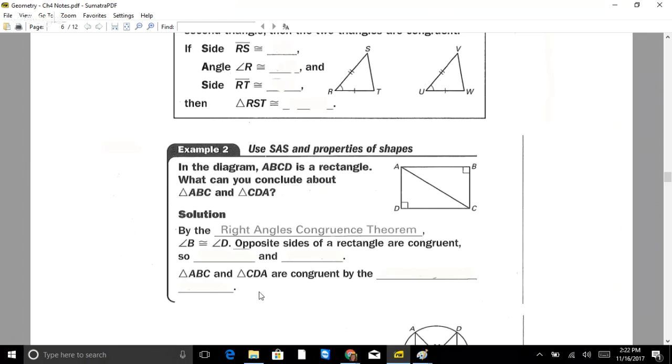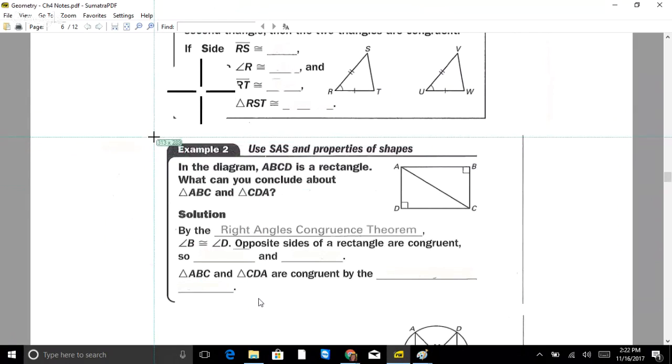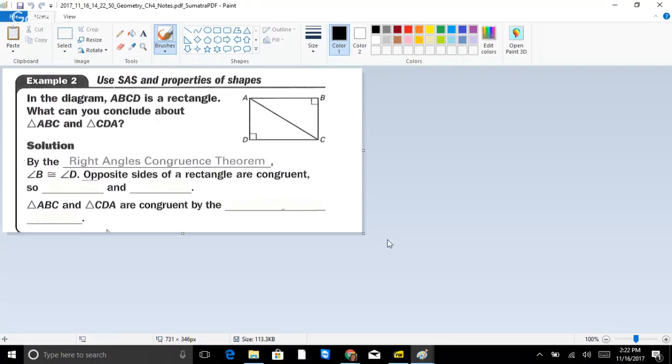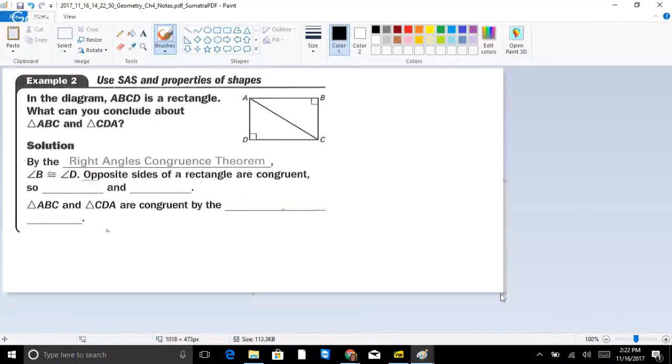So we're going to do one example for that. And then I'll save the other example for class on Monday just to kind of wrap that up. So let's do one just to make sure we get it. All right, so here you go. In the diagram, ABCD is a rectangle. What can you conclude about triangle ABC and triangle CDA?